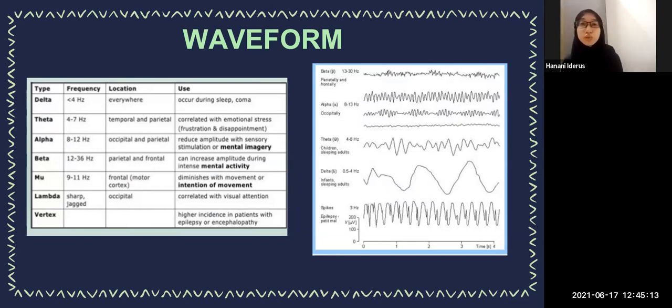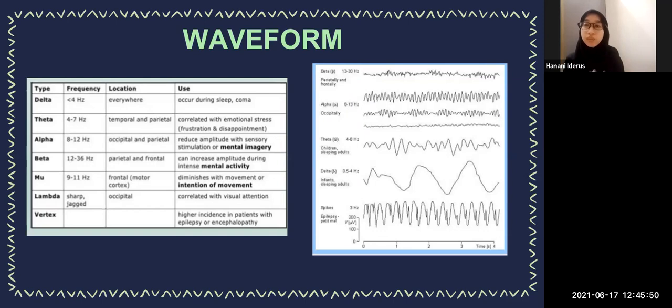So just a little bit about the waveforms that we can find in EEG. There are several types of waveform that are determined based on frequency, starting from the lowest frequency, which is delta. This usually occurs during the sleep phase. And then there is theta, alpha. Alpha is when the patient is in a resting position. For beta, it is when the patient is getting ready to wake up, but hasn't woken up yet. And gamma is when the patient is paying attention.